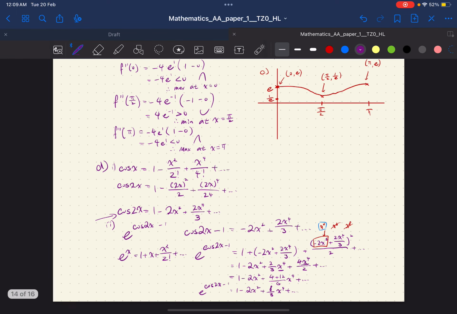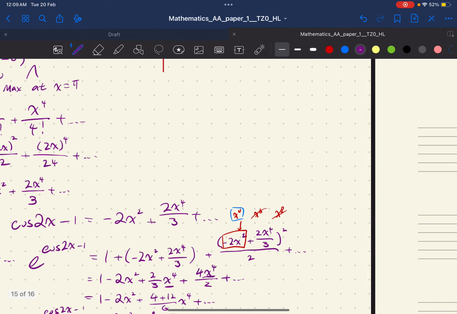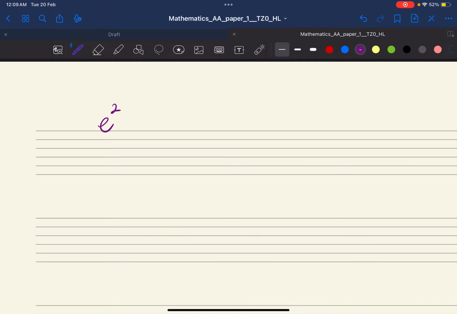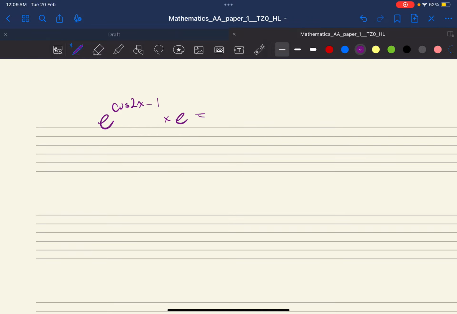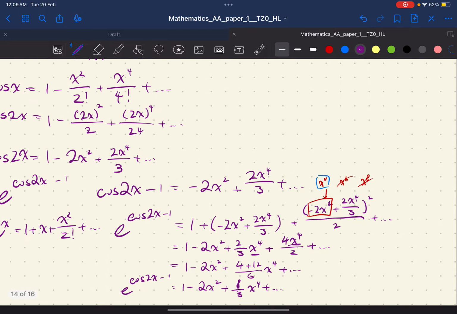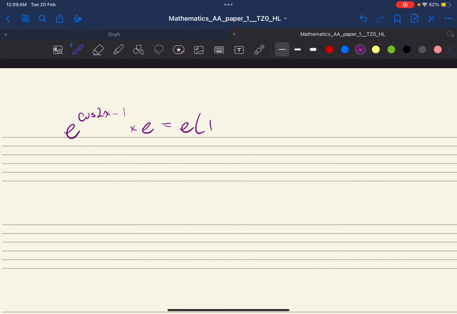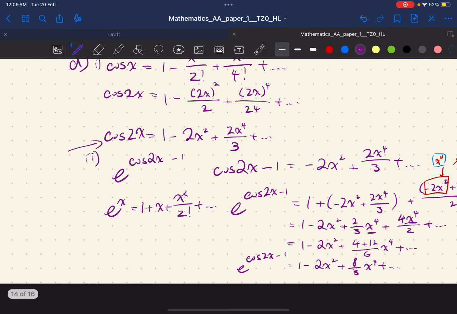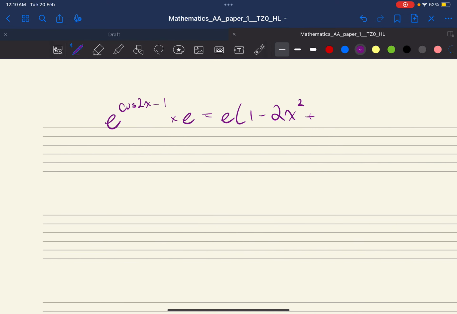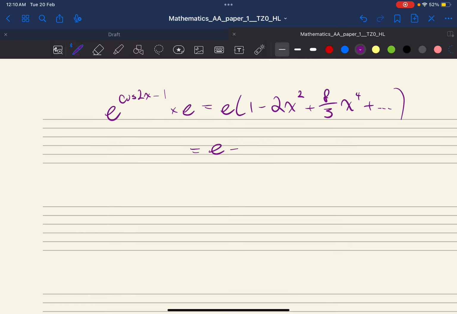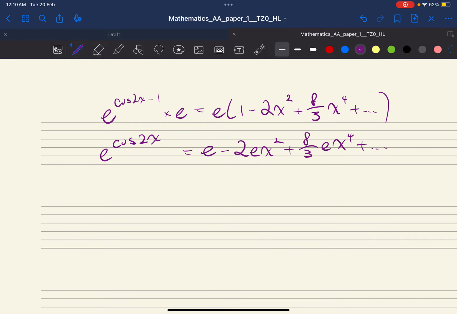It doesn't matter. So we have cosine of this, so I just copy it back. So e to the power of cosine 2x minus 1. We just multiply this by e, okay? So multiply e to the left and right, then we have e times that. e times 1 minus 2x squared plus 8 over 3 x power 4 dot dot dot, okay? And then just multiply it in, then you got this here. So that's why this is just a hence question. Okay, so we have e inside.